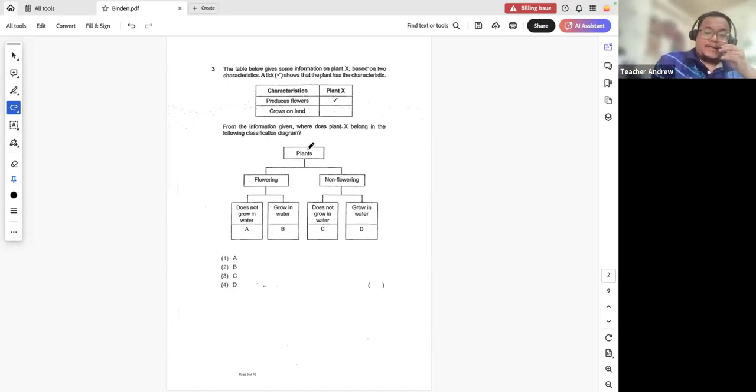So you can see the plant is here: flowering, non flowering, growing in water, not growing in water. A, B, C, D. So which one is the answer? Yes, Anne.